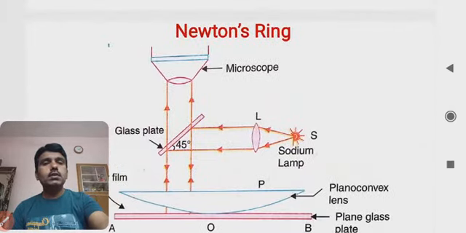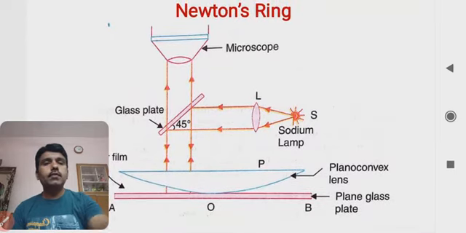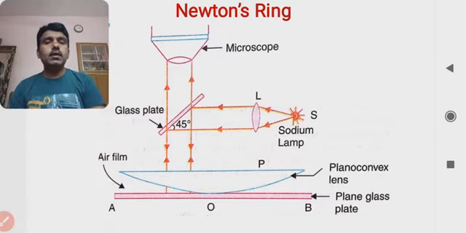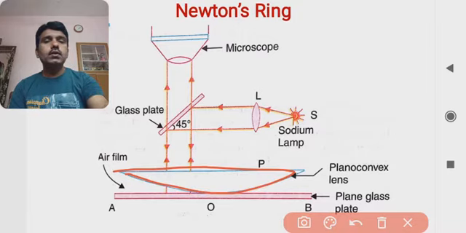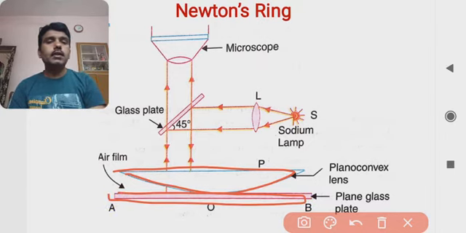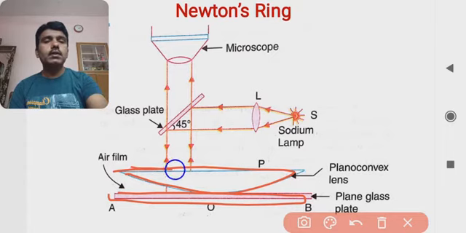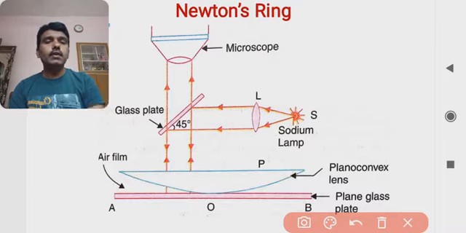So here is the experimental setup for Newton's ring. In this setup, a plano-convex lens is placed on a plain glass plate. One side is plane and the other side is convex, and that's why it is a plano-convex lens.